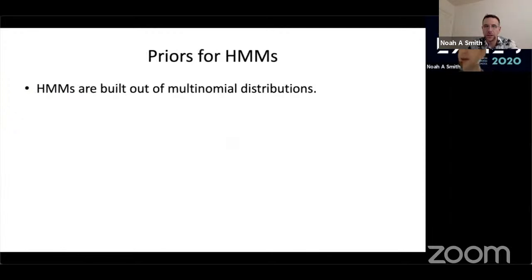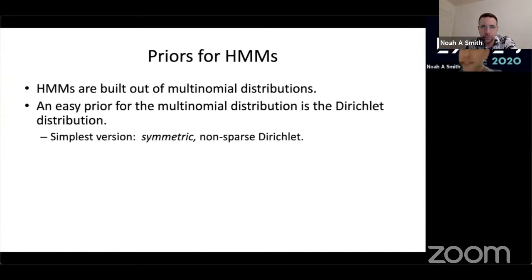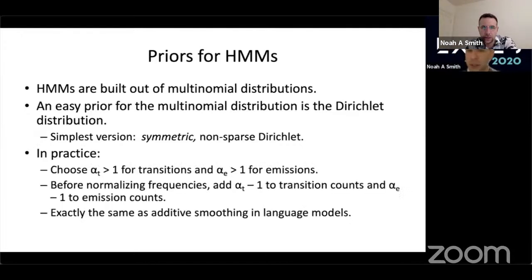So how do you get prior probabilities over multinomial distributions, which HMMs are built out of? There's a very easy to work with and simple solution that's a good starting point called the Dirichlet distribution. It's a family of distributions over multinomials. When you sample from a Dirichlet, you get a die with weights on the different sides. So you can think of a Dirichlet as a random process for making dice. The simplest version is something we call a symmetric non-sparse Dirichlet. I'm not going to walk you through the math because it's a little intimidating, but I am going to walk you through how you can use it in practice. You can read up more if you're interested in the theory behind it and the generalization.